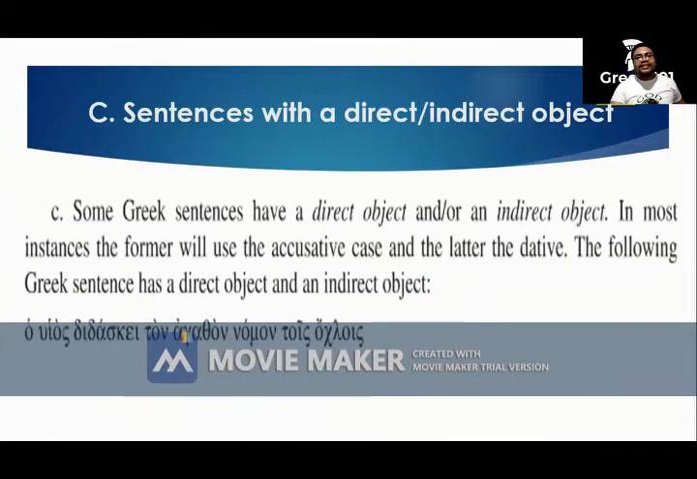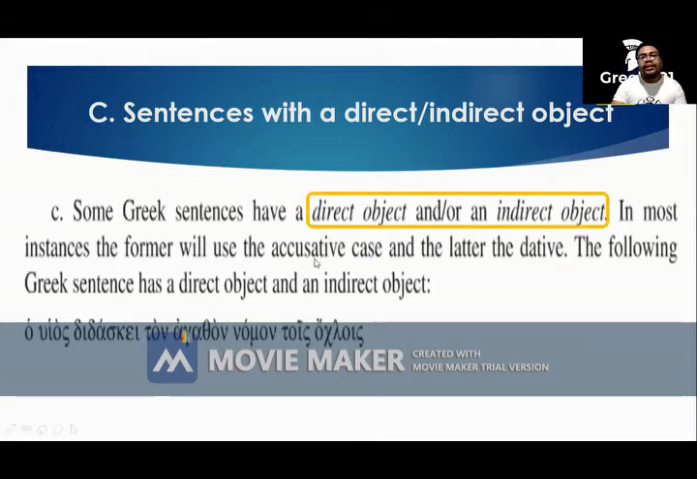Let's proceed to the third example, which is sentences that have a direct object or an indirect object. In most instances, the former will use the accusative case. In that case, that is the direct object, in the accusative case. And the latter is in the dative, which is the indirect object. That's why you can notice the iota subscript in the singular form. The following sentence may have a direct object and an indirect object.